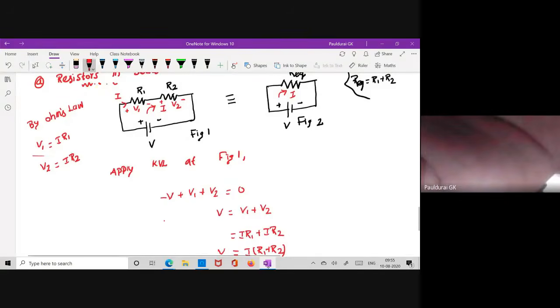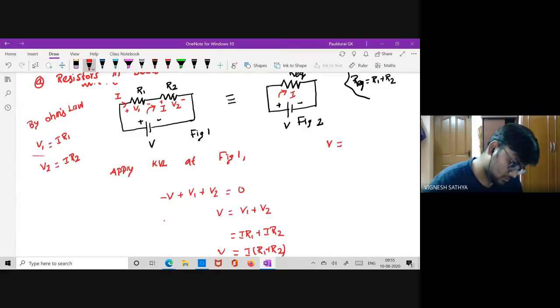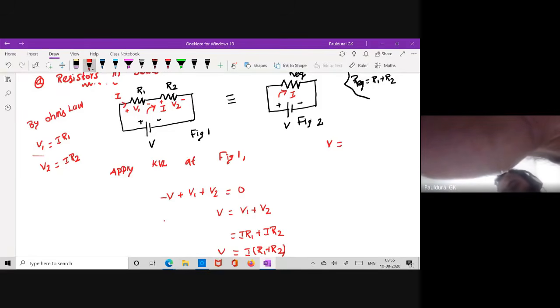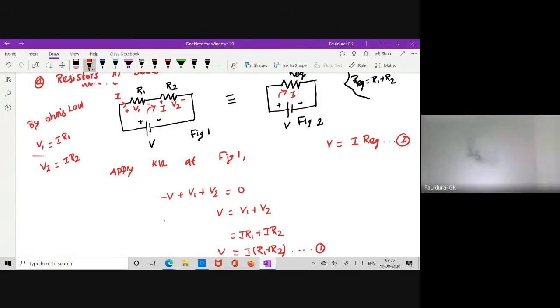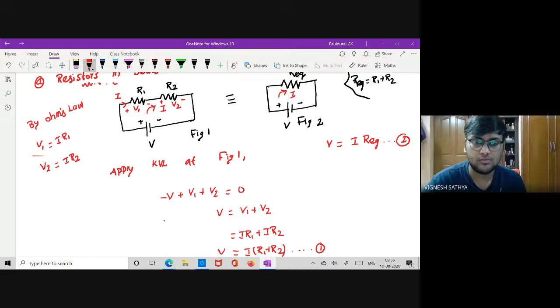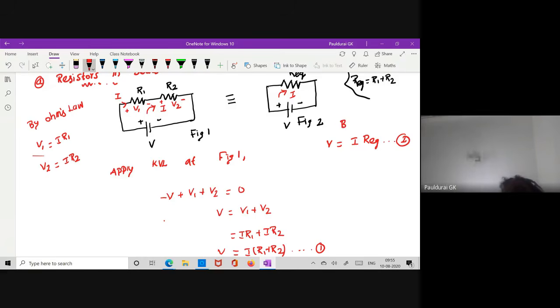Figure 2, what is V? V equal to by Ohm's law I into R. Here I is the unknown current. What is R? I into R equivalent. Take this as equation number 1. This is equation number 2. Any doubt in equation number 2? Simple application of Ohm's law.